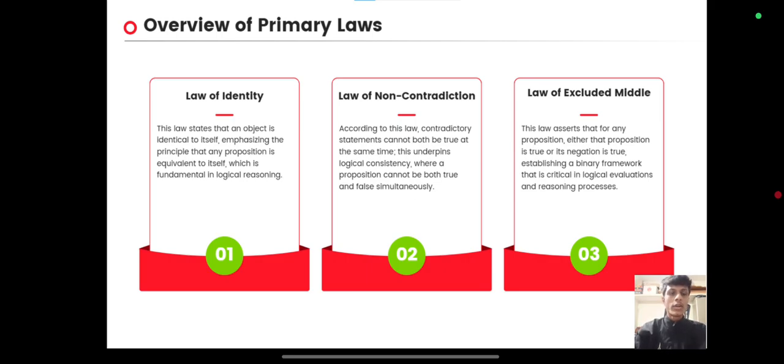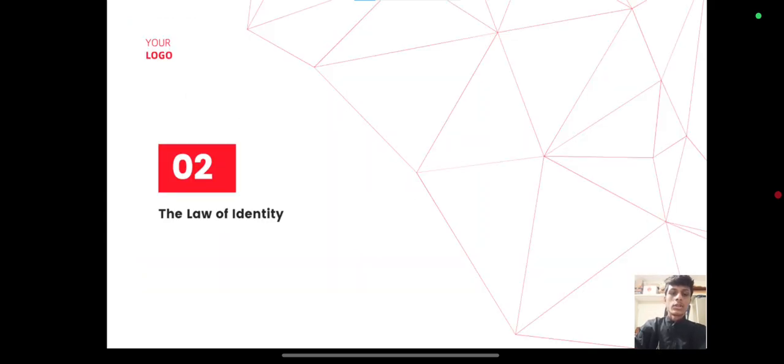Law of non-contradiction. According to this law, contradictory statements cannot both be true at the same time. This underpins logical consistency, where a proposition cannot be both true and false simultaneously. Law of excluded middle. This law asserts that for any proposition, either the proposition is true or its negation is true, establishing a binary framework that is critical in logical evaluation and reasoning processes. Next one is the law of identity.